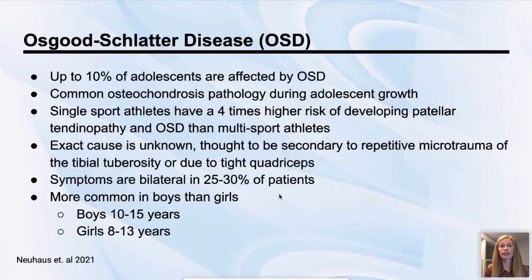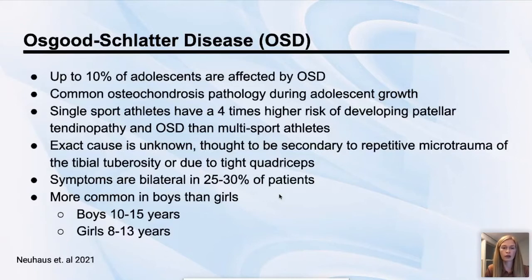So looking specifically at Osgood-Schlatter disease, or OSD, up to 10% of adolescents are affected by OSD. It's a common osteochondrosis pathology during adolescent growth. Single sport athletes have a 4 times higher risk of developing patellar tendinopathy and OSD than multi-sport athletes. So going back to that early specialization we talked about earlier.